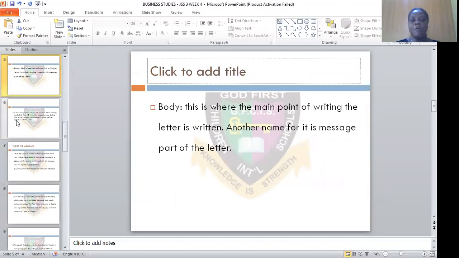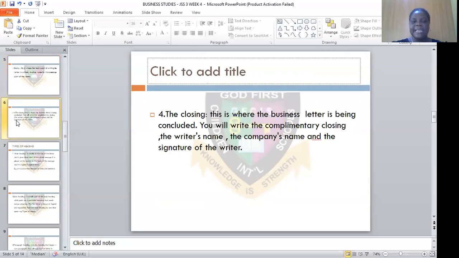The next part of the business letter is body. You can imagine body, is it my body or your body? No. But we can liken it to our body. Our body from the head to toe has to do with everything that makes us human. But the body of the letter is saying the main points of writing the letter. It is in the body that you write the main points of writing the letter from A to Z, just like your own body from head to toe. So that is body. You can give it another name, which is message of the letter. Either message of the letter or the body of the letter.